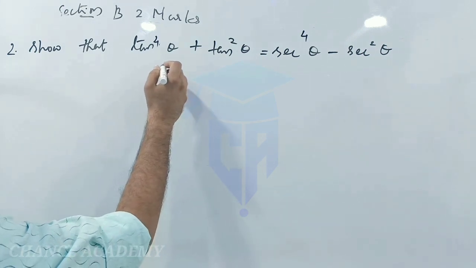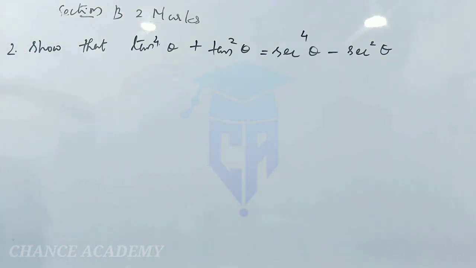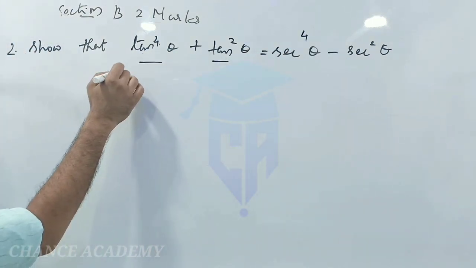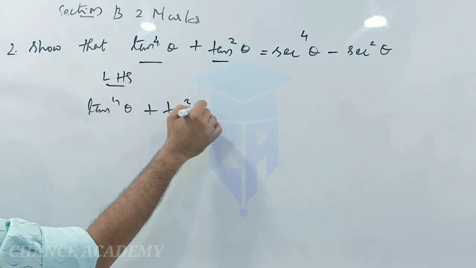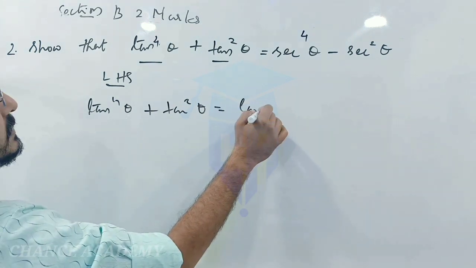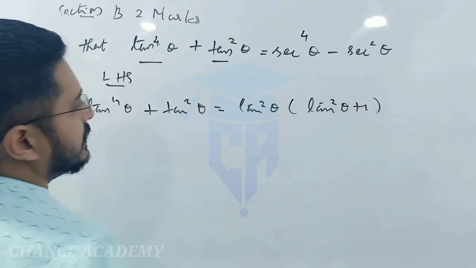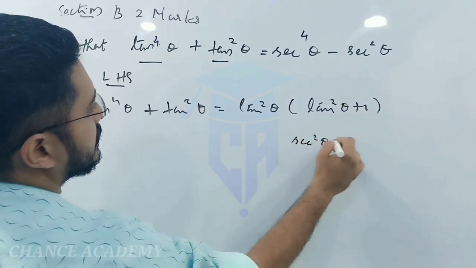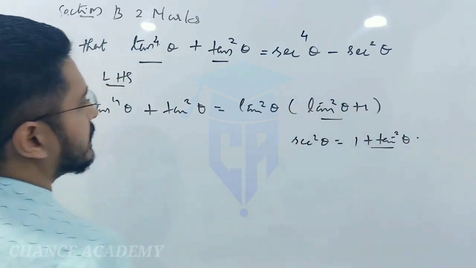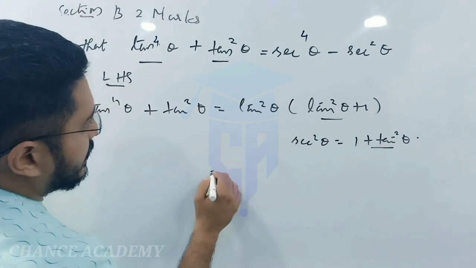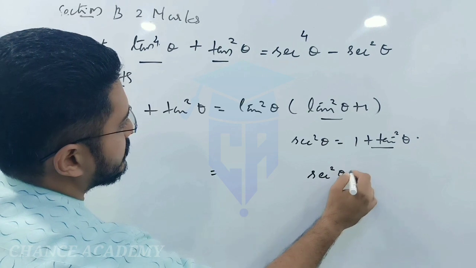You need to show that tan raised to 4 theta plus tan square theta is equal to sec raised to 4 theta minus sec square theta. Taking the LHS first, tan raised to 4 theta plus tan square theta, you can take one tan square theta outside, so that it can be written as tan square theta into tan square theta plus 1. But we know the identity, sec square theta is equal to 1 plus tan square theta. So 1 plus tan square theta can be replaced with sec square theta. So I'm rewriting this, in place of tan square theta plus 1, I'll be writing sec square theta.